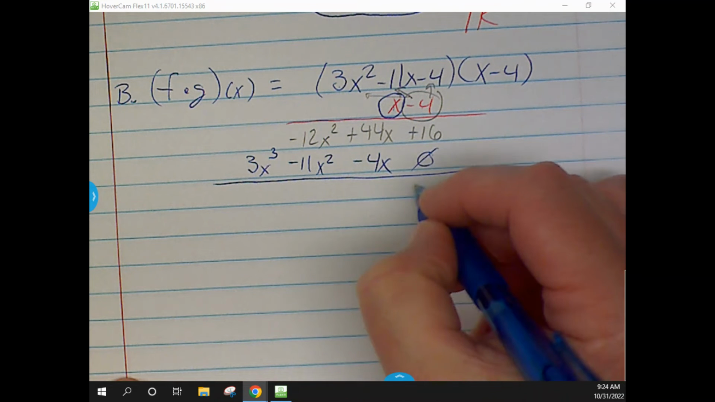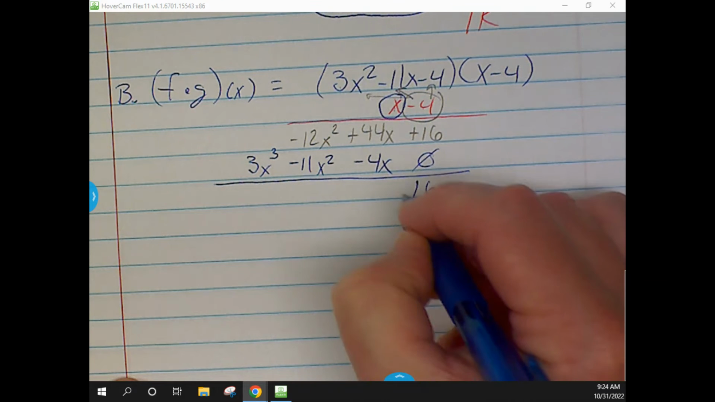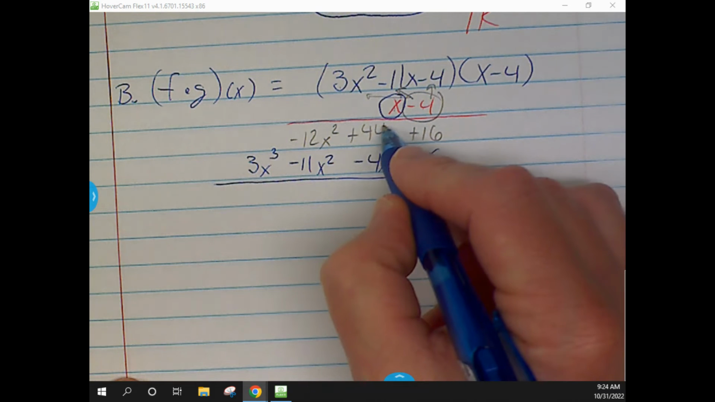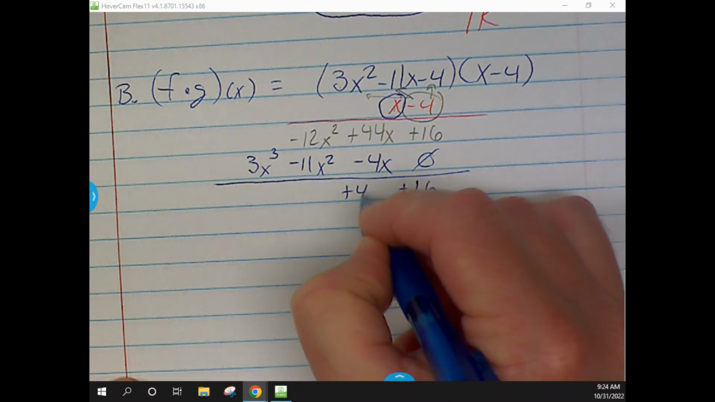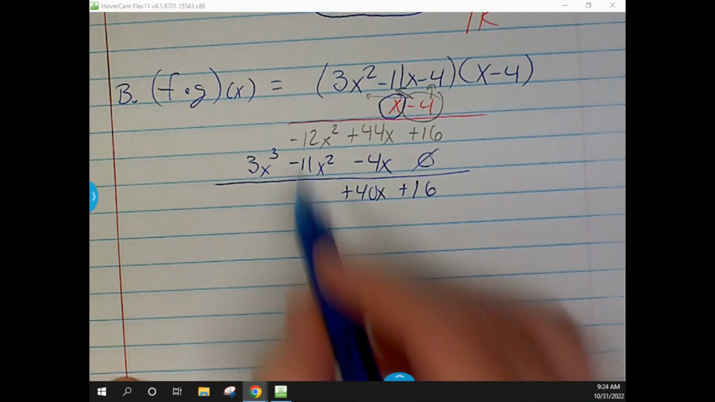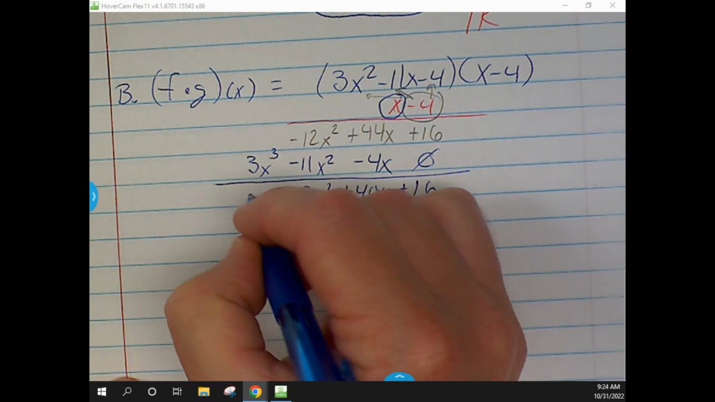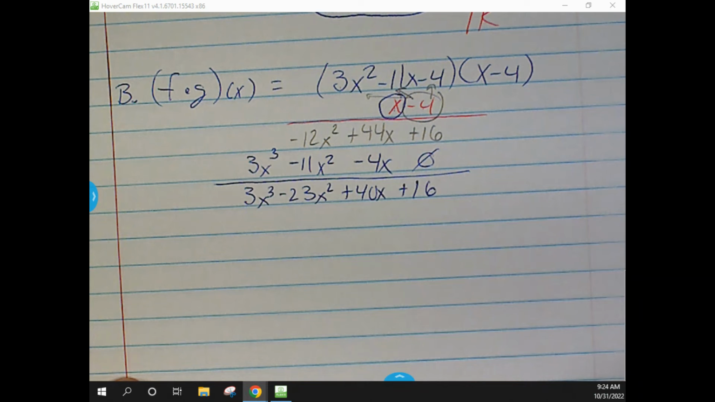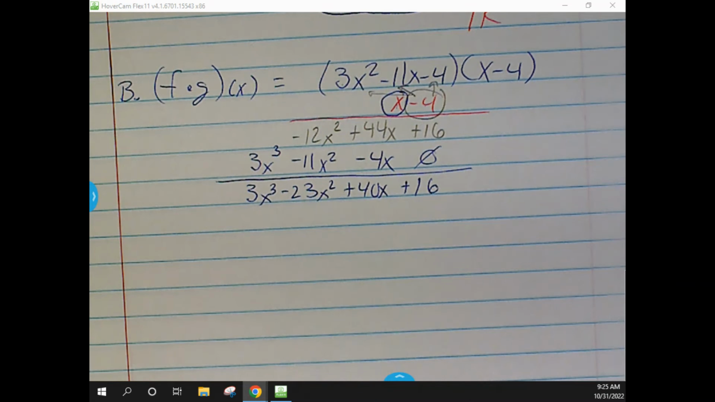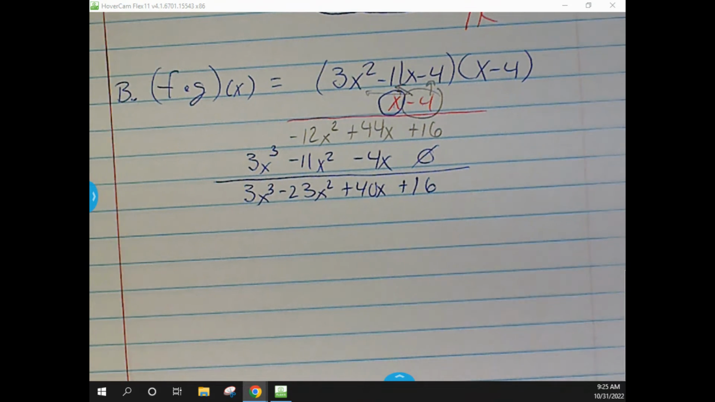Everything is lined up: 16 and 0, which is basically 16. We've got 44 minus 4, that's a positive 40x. It's negative 12, negative 11, that's negative 23x squared. Then we've got just the 3x to the third in front. And there you go. It's all nice and neat. And you don't have to worry about bouncing around, and you don't have arrows and loops and stuff going everywhere. It's just all stacked up and neat.